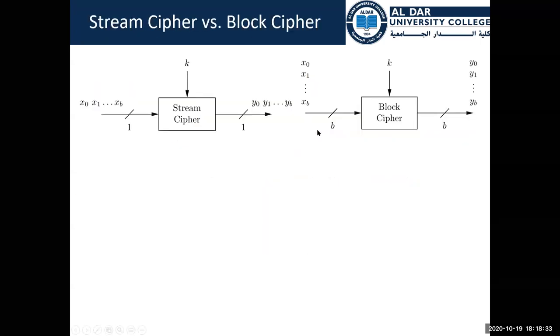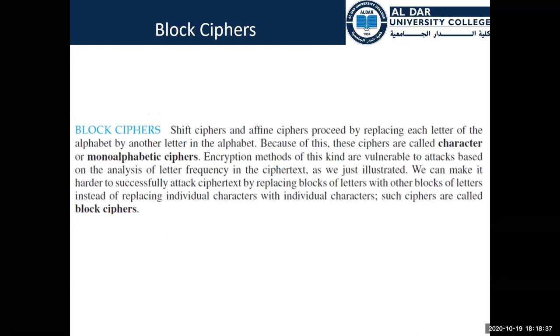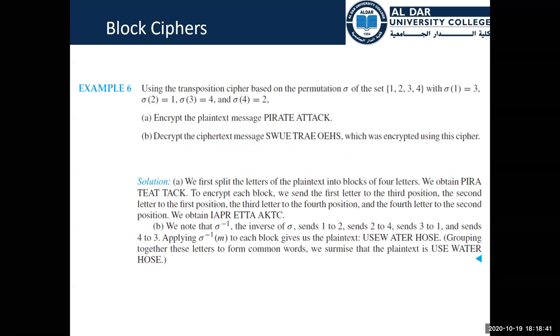Okay, so block ciphers. The main objective of using block ciphers in this type is just to avoid the letter frequency analysis. For example, I want to make a permutation of the letters. Permutation means I change the position, the location of the letter, not the content of the letter, just the location. So for example, if I change the letters' order of this sentence, pirate attack, I get something like that.